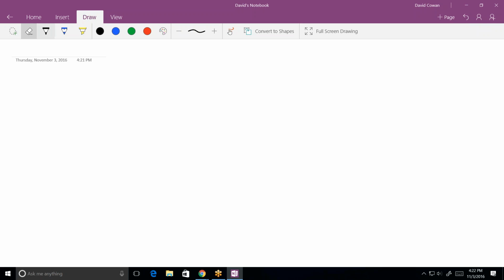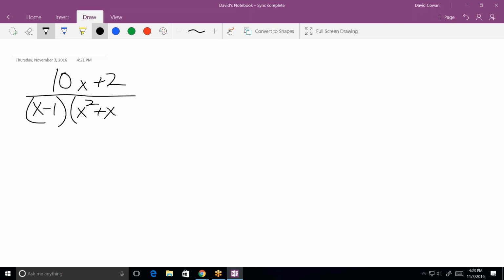10x plus 2 over x minus 1 times x squared plus x plus 1. Again, that is an irreducible quadratic, I believe. How can you tell really quickly? The middle coefficient is positive and the... Analyze the discriminant.